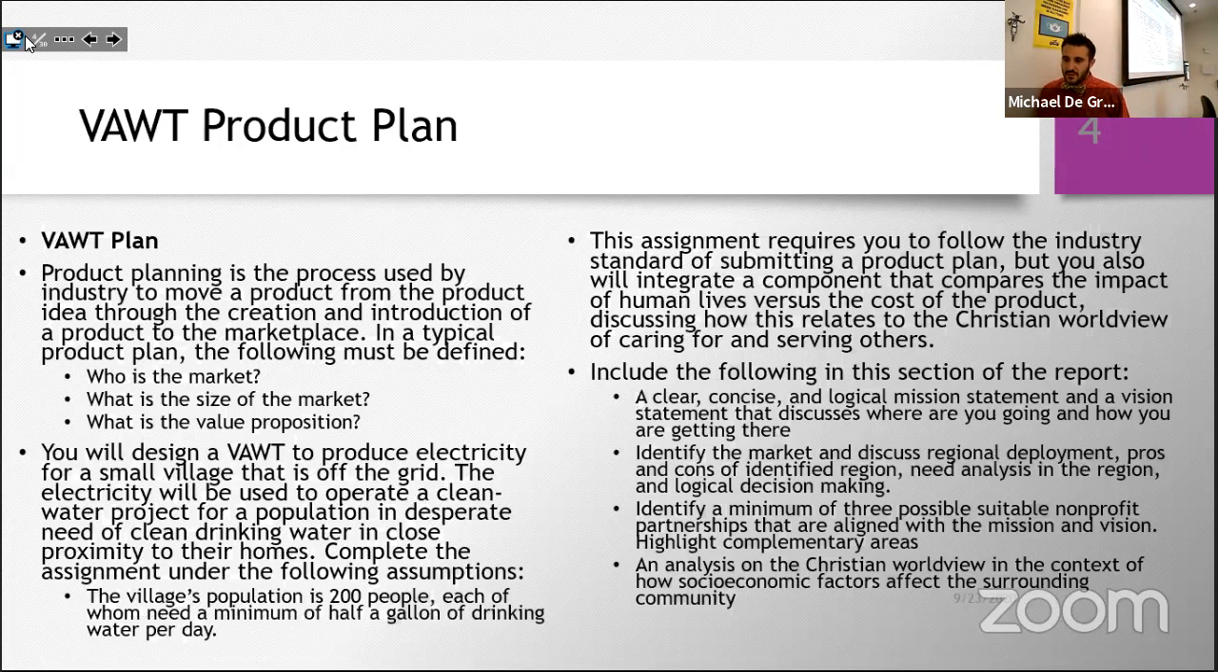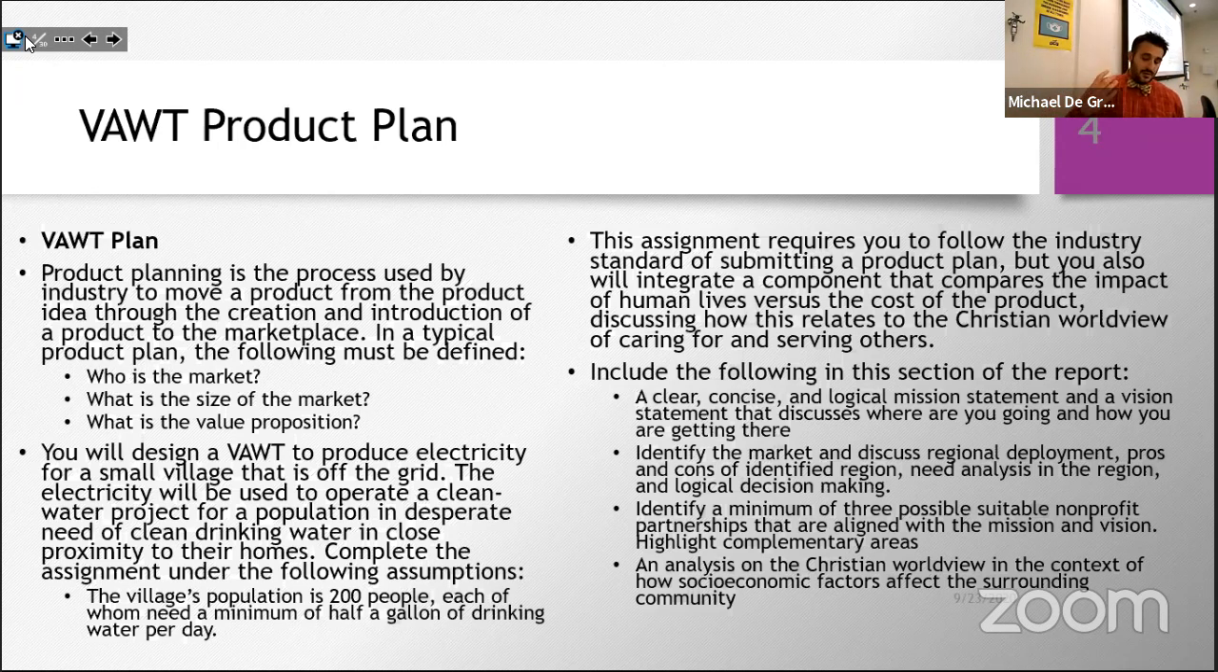You want to identify the market and discuss regional deployment, pros and cons of the identified region, the need analysis in the region that you choose, and the logical decision making that you go through. So basically, you need to figure out where in the world you want to put your wind turbine.